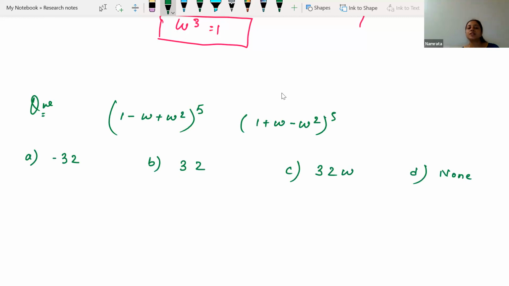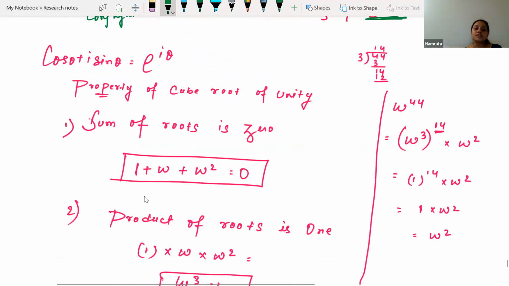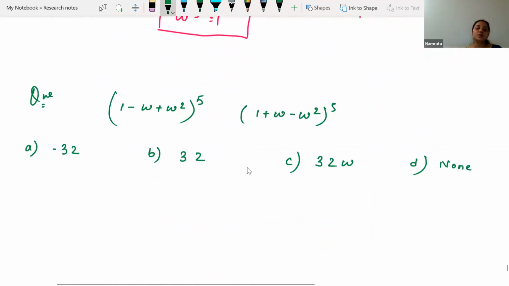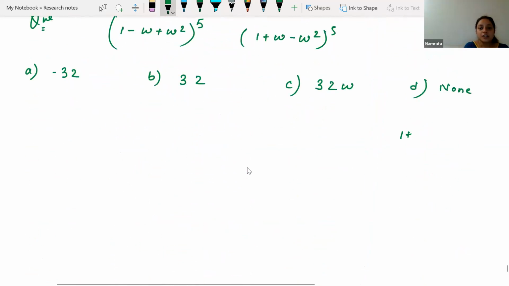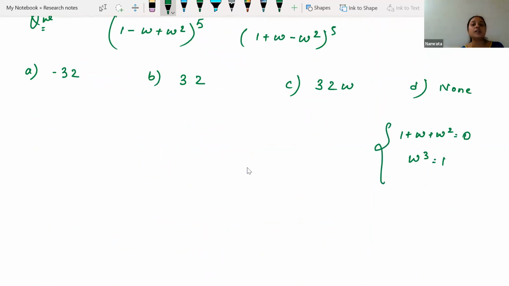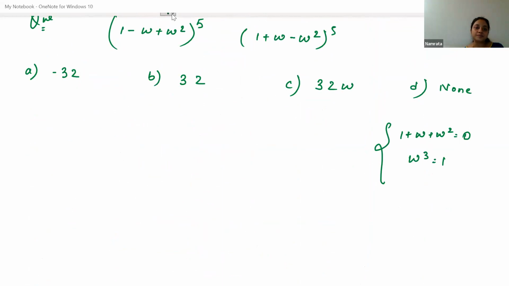Okay, let's see whether we can do it, and which method can be applied. Two properties I have told you. One of the properties is 1 plus omega plus omega square is 0. Another is omega cube is 1. So we know 1 plus omega plus omega square value is 0, and omega cube is equal to 1. These two rules we have in hand for now. We have a lot of rules, but for now we have these two. Now let's see whether we can apply these rules over here or not.